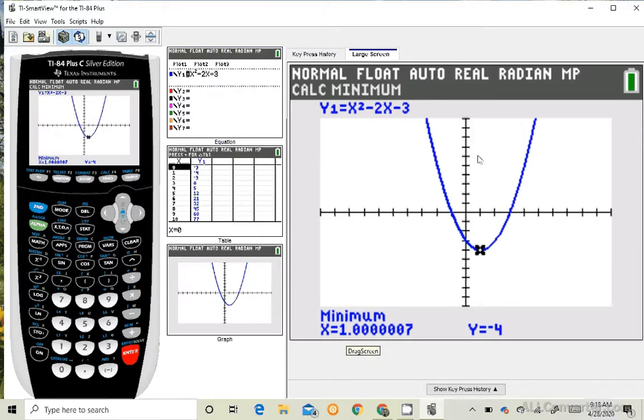And so from the vertex, once I find it, all I need to do to answer what's the line of symmetry is put x equals 1. And then finally, when it asks for what the minimum is, well, that's the second part of my vertex. That's the -4. And so the minimum for this particular quadratic is -4. And that's how you can find the features of a quadratic graph using your TI-84 calculator.